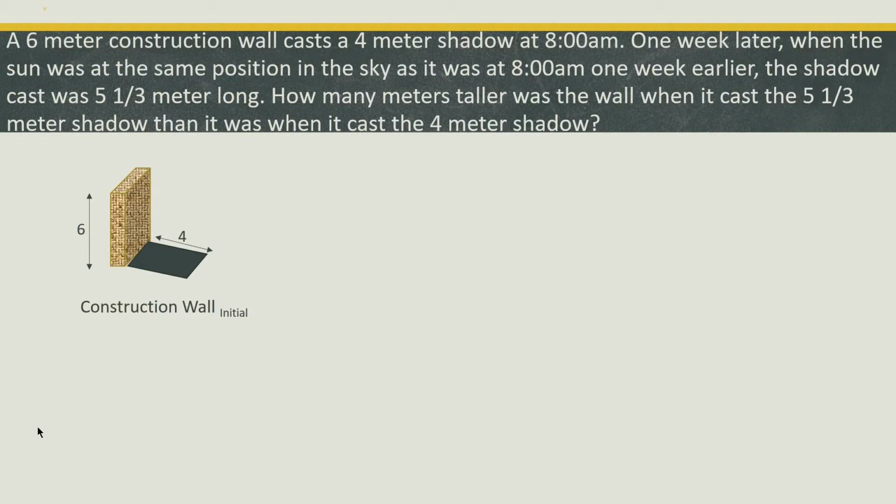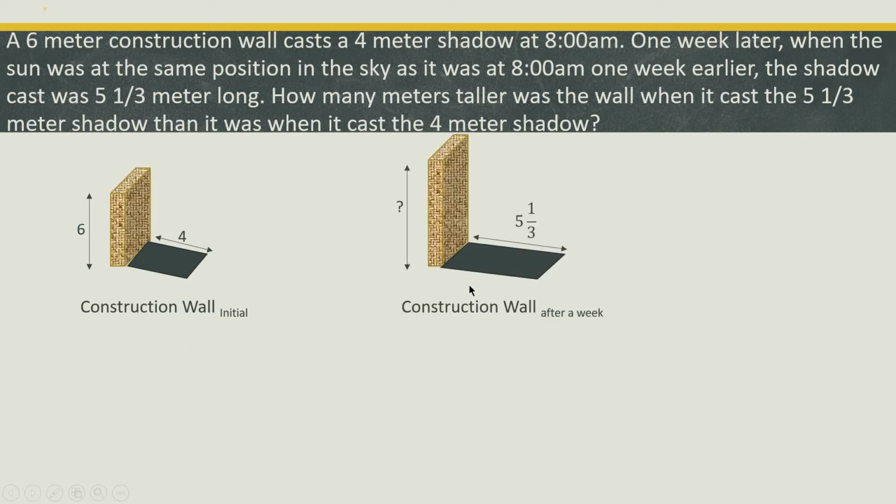So let this be the wall that was at 8 am 1 week earlier. It's of 6-meter height and it cast a shadow of 4 meter. So let this be the initial construction wall, and this is the construction wall after a week at the same time, 8 am. Now the shadow is 5 1/3 meter. So we have been asked to find the difference in height between these two walls. So how much additional wall has been constructed.